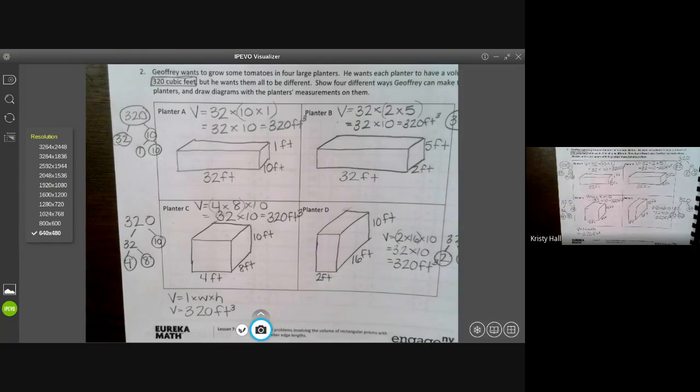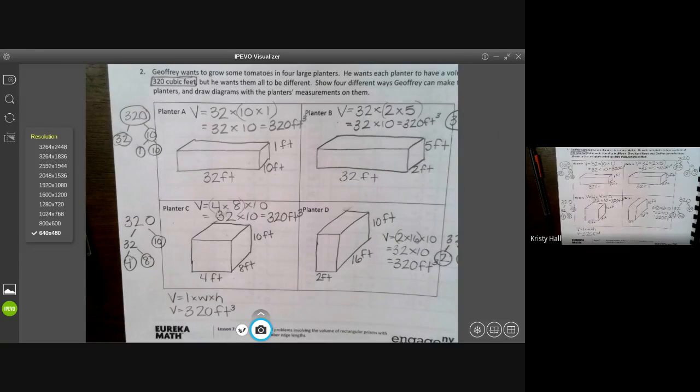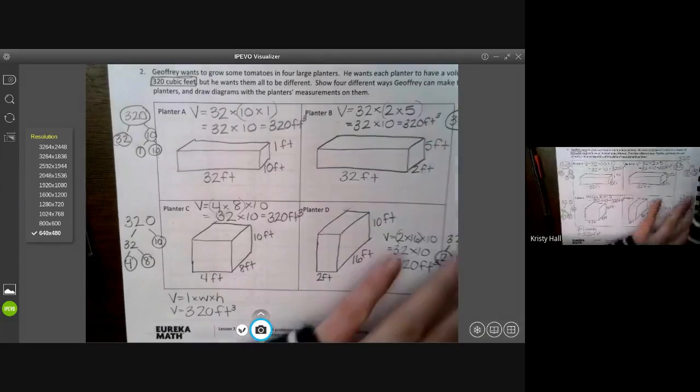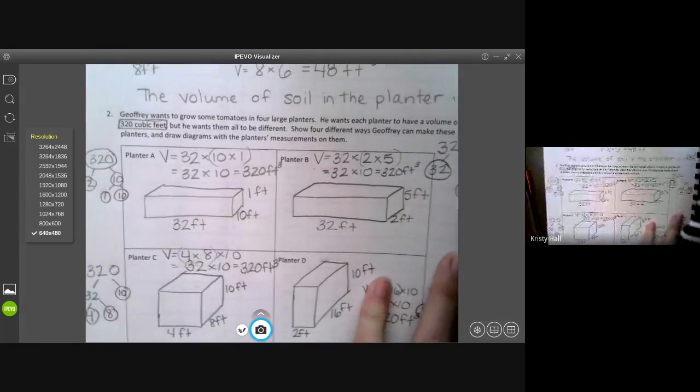Can we have someone explain to us what our strategy was today? Or something we did that you are going to use when you do it on your own, a strategy that you found useful. Brianna, what's something we did today that you're going to try to use? Drawing pictures. Drawing the pictures, okay.